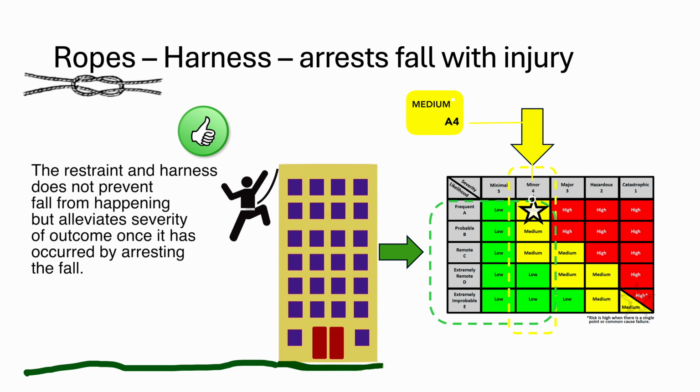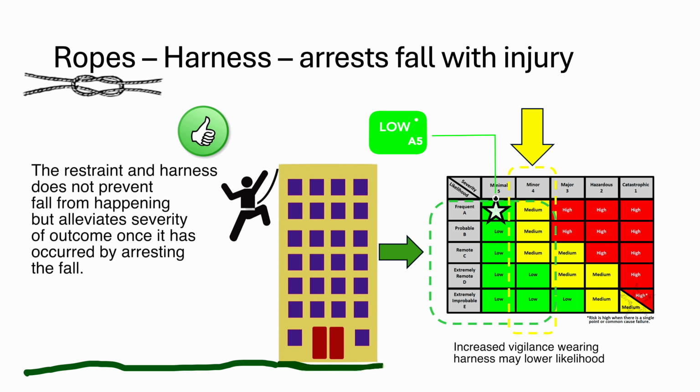In hazard analysis, safety harnesses are categorized as active mitigation controls. They address the hazard after initiation, reducing the severity of the incident and sometimes indirectly lowering its likelihood by deterring unsafe practices. For example, workers are more mindful when wearing a harness.